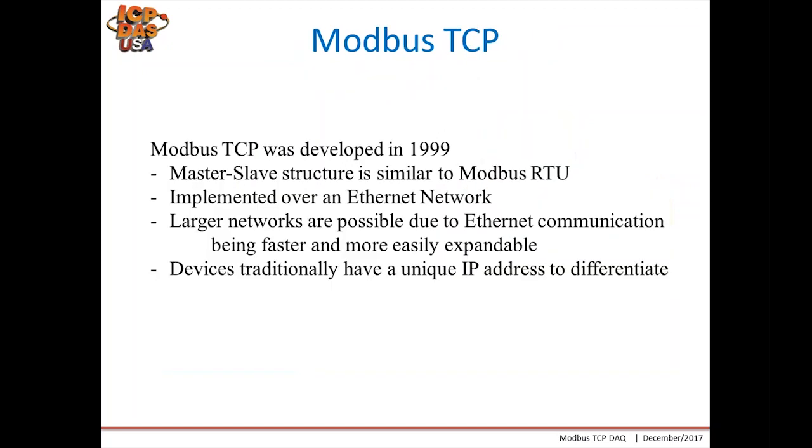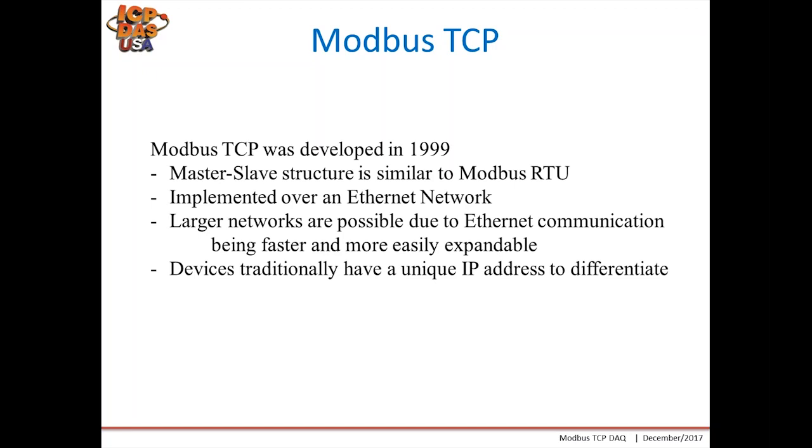Let's see, Modbus TCP was developed in 1999. The master-slave structure is similar to Modbus RTU, however, it is implemented over an Ethernet network. This allows for larger networks due to Ethernet communication being faster and more easily expandable. Devices traditionally have a unique IP address to differentiate slave devices and master devices.